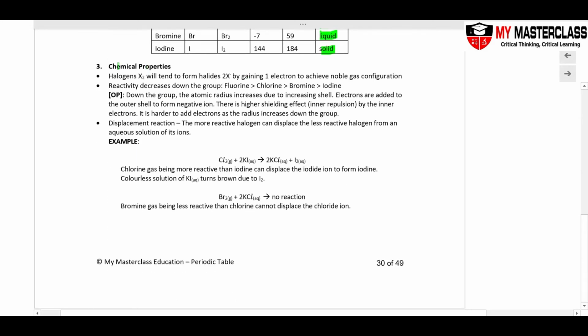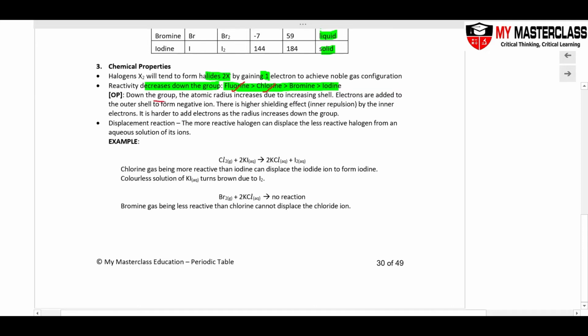Okay, how is it related to the chemical properties of your group 7 elements? So halogens will tend to form halides by gaining 1 electron to achieve noble gas configuration. So the ide ending is the ion, which is the halide. Okay, reactivity decreases down the group from fluorine, chlorine, bromine, iodine. So fluorine is the most reactive, followed by chlorine. Okay, this is opposite of my metal reactivity series. So how do we explain this?